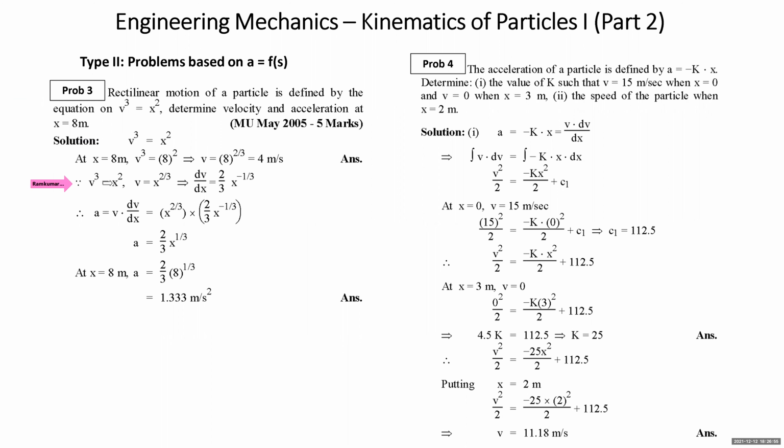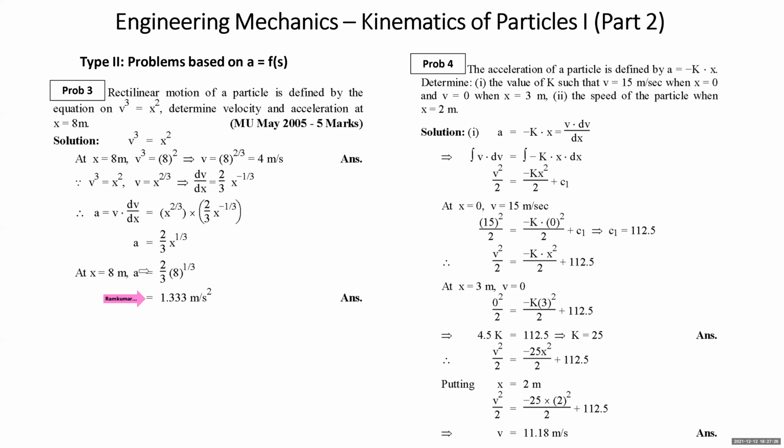You are given v cube is x square, so v is equal to x raised to 2 by 3. dv by dx is 2 by 3 x raised to minus 1 by 3. Acceleration is v dv by dx. Put the value of v, x raised to 2 by 3, into dv by dx, 2 by 3 x raised to minus 1 by 3. Acceleration is 2 by 3 x raised to 1 by 3. Put x value 8 meter, acceleration is 2 by 3 times 2. Put the value of x as 8, you'll get 1.333 meter per second square.